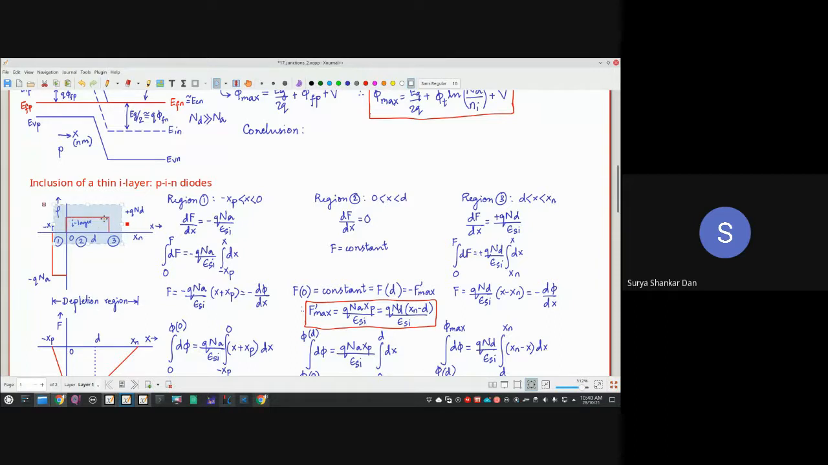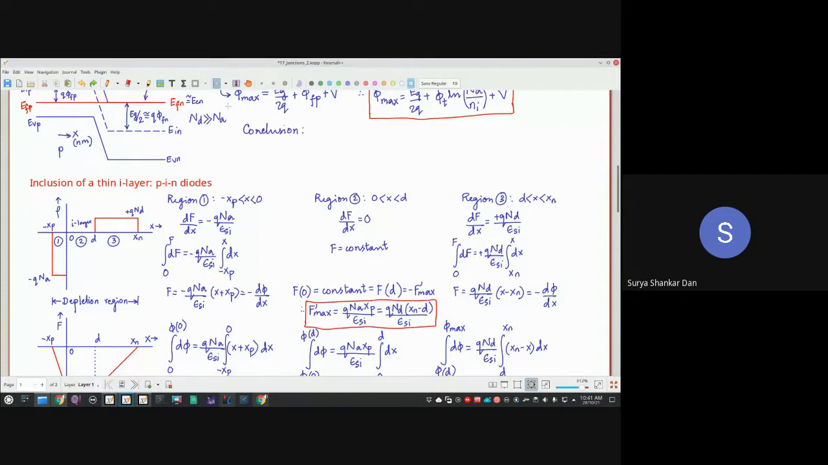We have seen that in our previous class. But now what we notice is we will insert or sandwich one I layer between the N and P regions. So the main objective is that we want to prevent that the potentials, remember, potential has to be the same between this PIN as well as PN diode. The potential will remain the same.